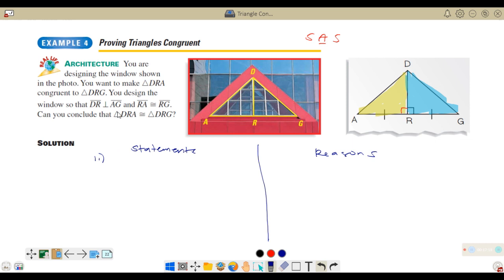So, let's start with one side. We have one given, that RA is congruent to RG. This is given. Number 2, angle ARD is congruent to angle GRD. We can use the definition of perpendicular lines here.